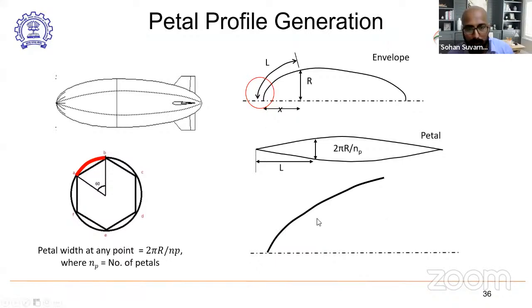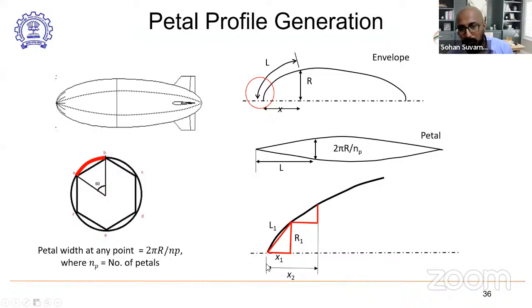So we take the first segment X1, and at that point we see what the radius is, which is given by the envelope equation. We draw a hypotenuse, which is going to be L1. Let's just name it L1, corresponding to X1 and R1. This you can calculate using Pythagoras theorem. So you have the first point for L1.